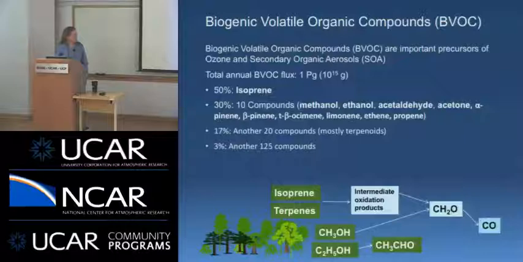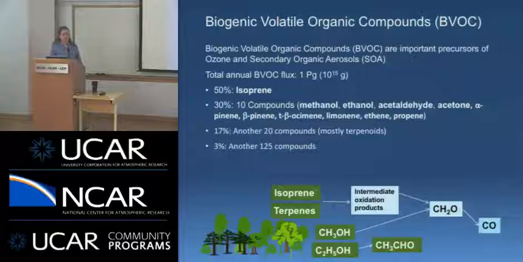So another important component of my research, and what I'm going to talk about later, are biogenic volatile organic compounds, which we abbreviate BVOC, and these are also very important precursors for ozone and SOA, and are emitted from vegetation. So they're very important in rural areas, but there are more and more trees within urban areas, so they're also important. So the total biogenic VOC flux is about a petagram, and half of this comes from isoprene, which is a 5-carbon hydrocarbon.